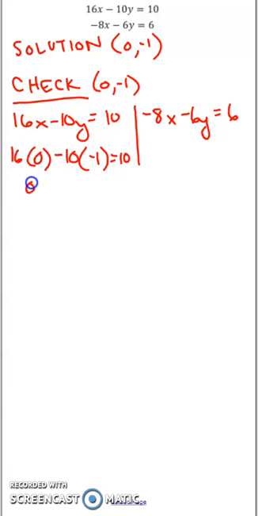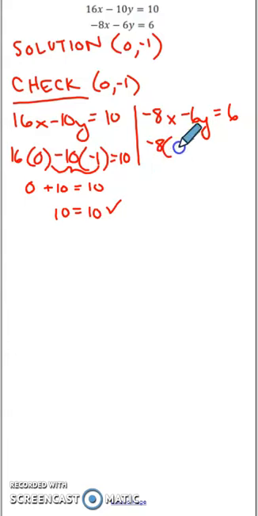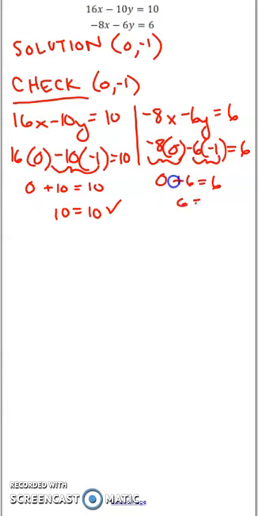Okay, this is 0, -10 times -1 is +10. 10 equals 10. Happy day. Let's make sure the other side, x's are 0, y's are -1. So we have 0. And then -6 times -1 is +6. And we get 6 equals 6. Woo, we are masters. All right, that's it.